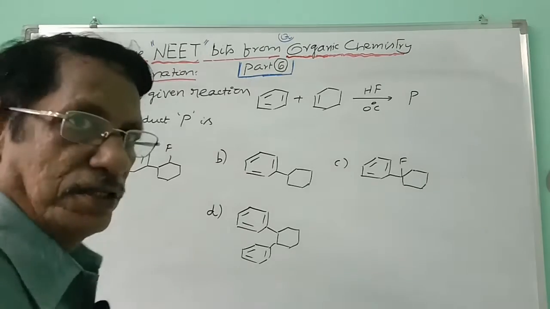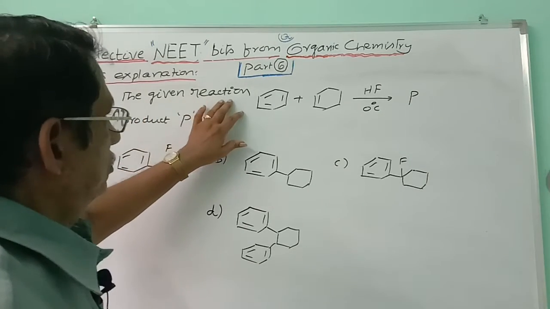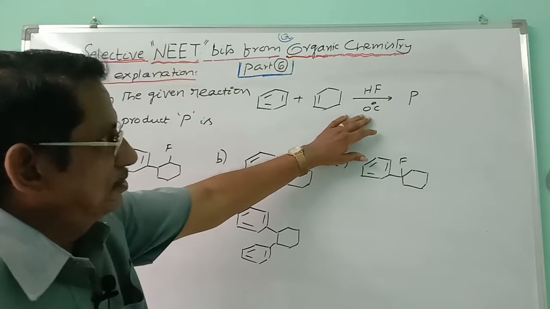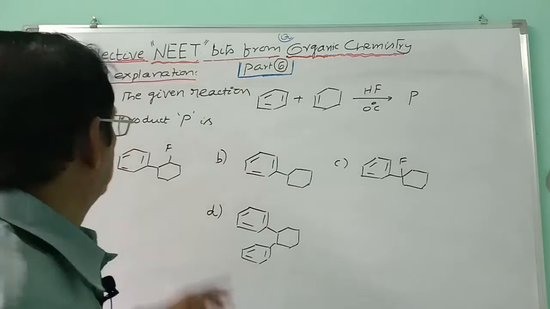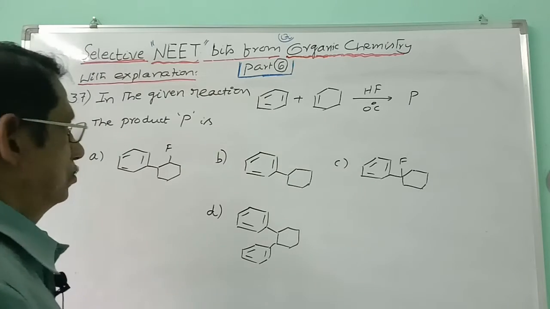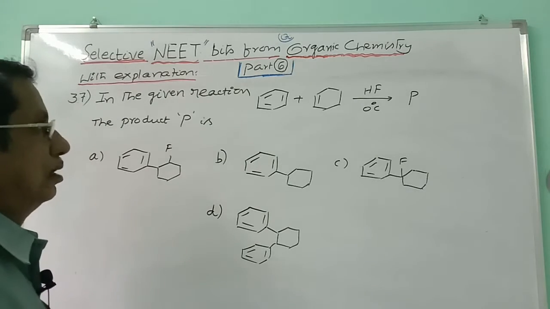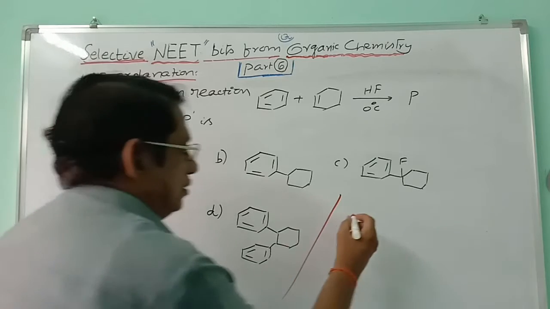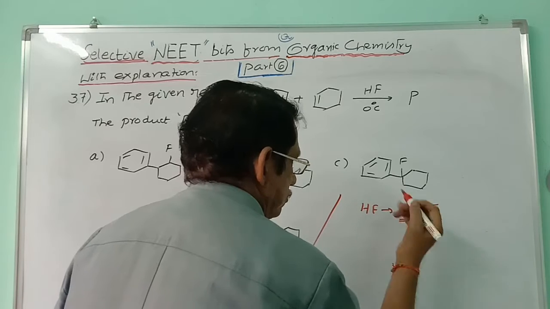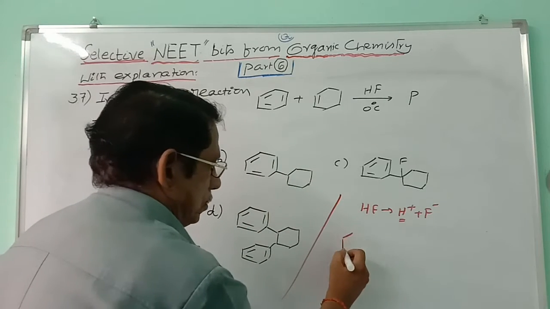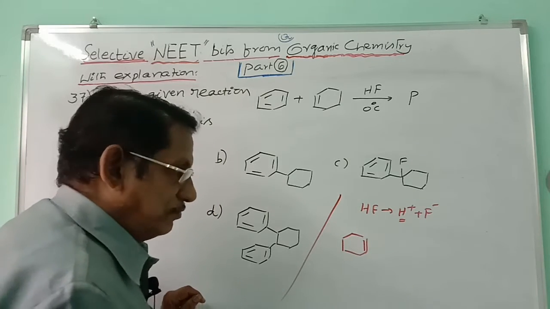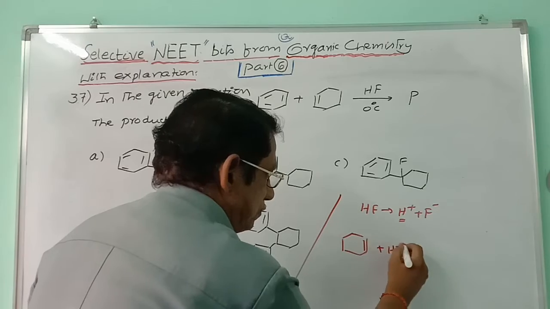Next one, 37th bit. In the given reaction, benzene plus cyclohexene in the presence of HF at 0 degrees centigrade, product P is formed. The product P is which out of these? Now, HF you can imagine as H plus F minus. This is the electrophile. This is cyclohexene, which undergoes electrophilic addition. Of course, electrophilic attack will be there, by H plus.